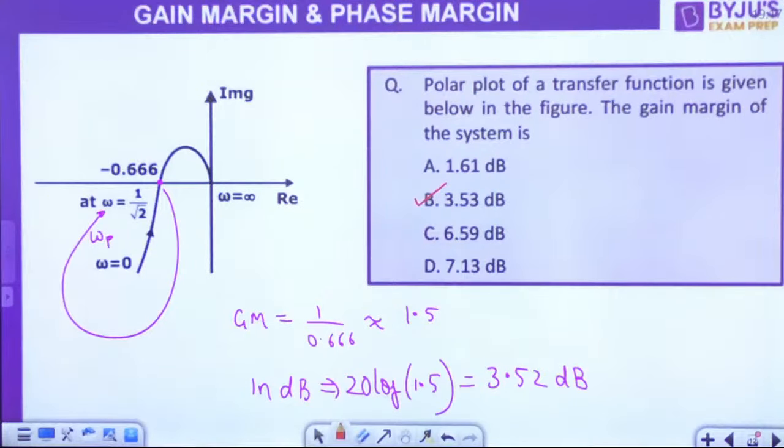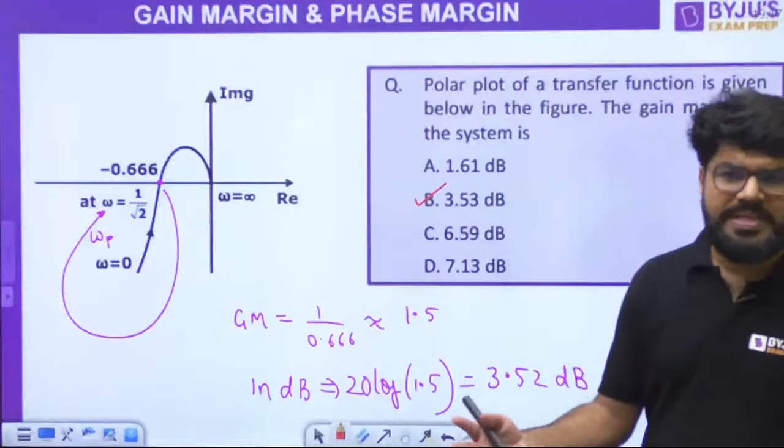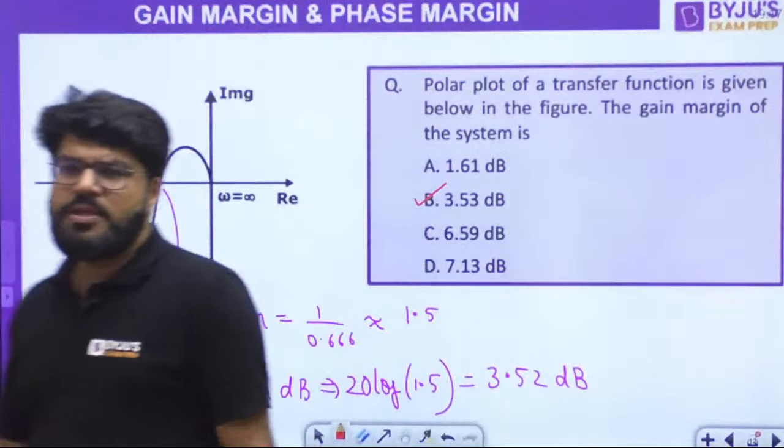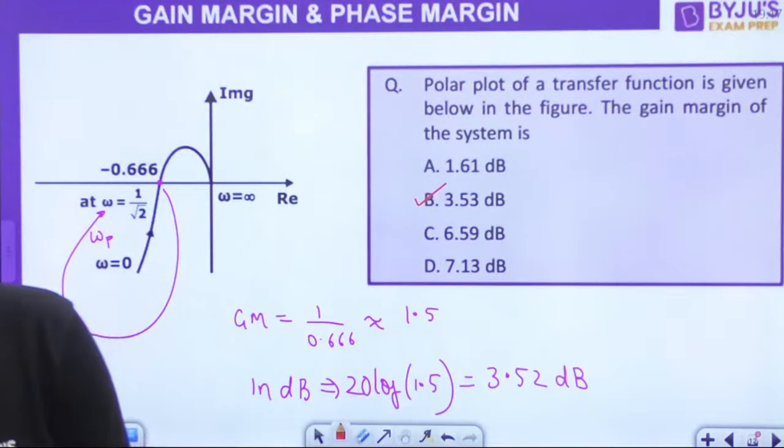Option number B is the correct option. That's it. So omega p is 1 by root 2. This is a direct visual question, one simple calculation you have to complete. Yes, correct. Komal, Srinath, Dipakshi, Swapan, correct answer.